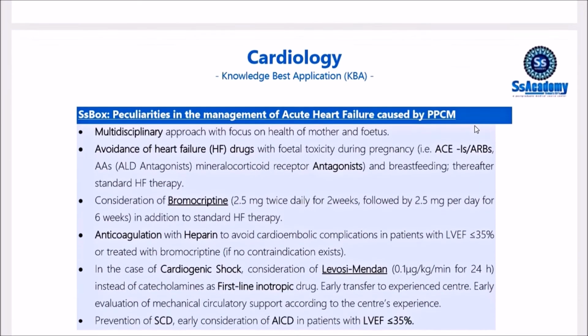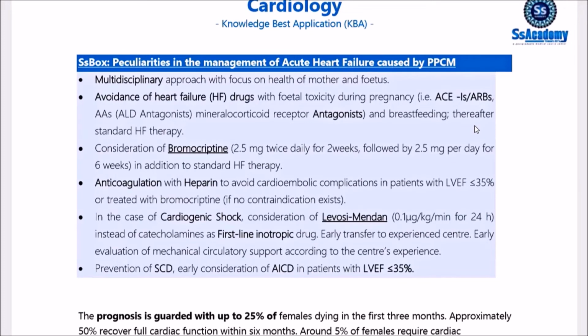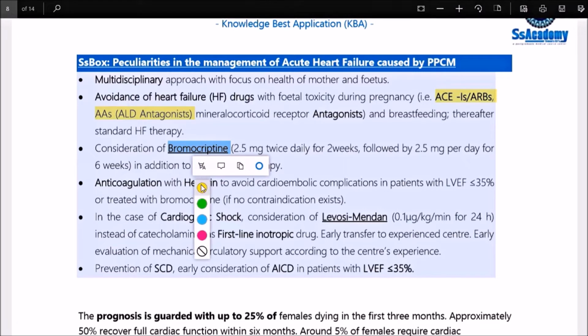Some of the peculiarities in the management of acute heart failure caused by PPCM: a multidisciplinary approach with a focus on the health of the mother as well as the fetus. Avoidance of heart failure drugs with fetal toxicity during pregnancy, like ACE inhibitors, ARBs, and aldosterone antagonists, and during breastfeeding. Thereafter, standard heart failure therapy. Consider bromocriptine, 2.5 mg twice a day for 2 weeks, followed by 2.5 mg per day for 6 weeks, in addition to standard heart failure therapy. So bromocriptine has a role.